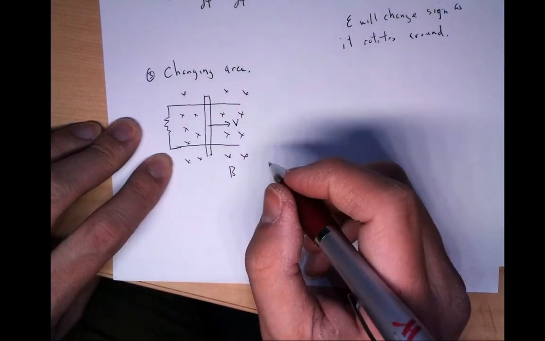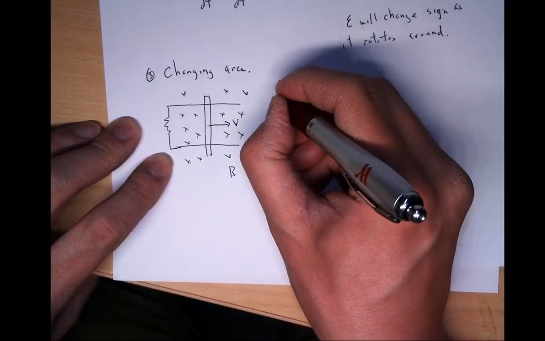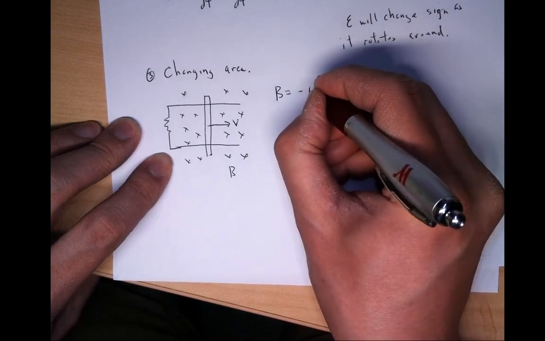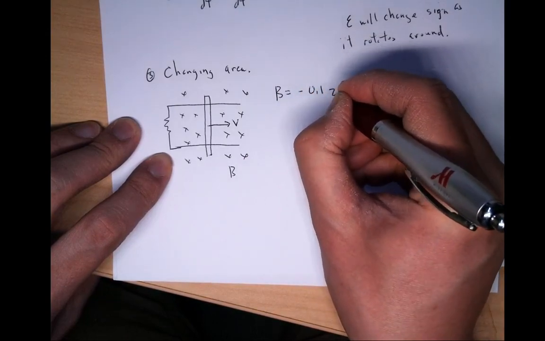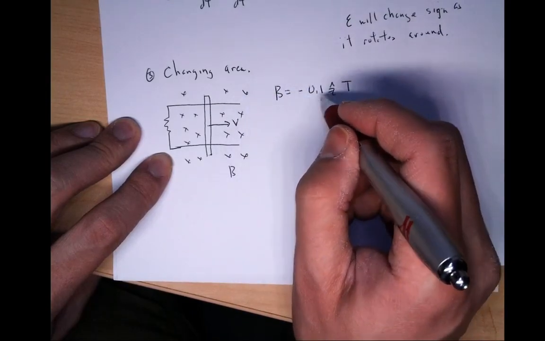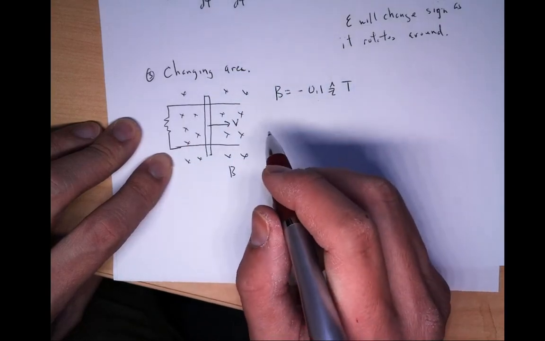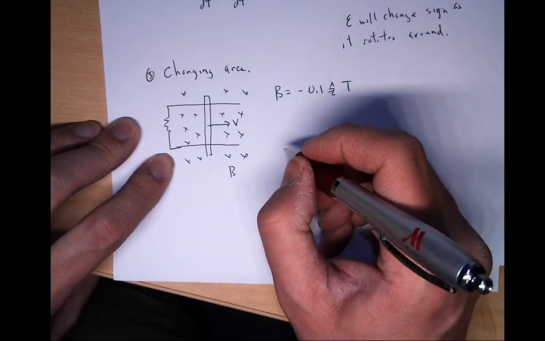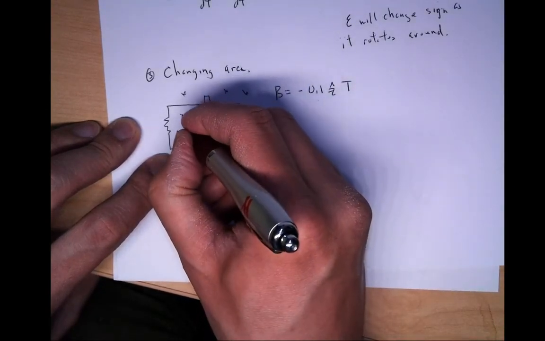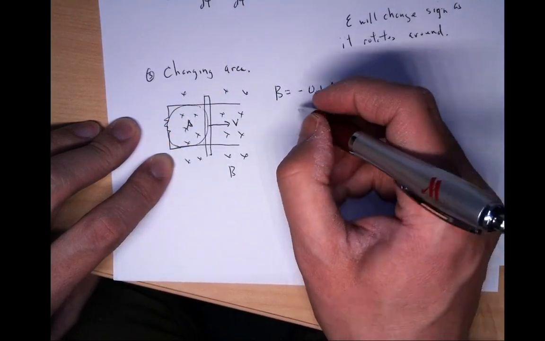B field pointing into the page. I'm going to tell you what the B field is, because the B field is going to be minus 0.1 z hat in Tesla. Just so you know, the z hat is pointing up away from the page, so minus z hat is pointing into the page. This is the area that we're going to be concerned about.